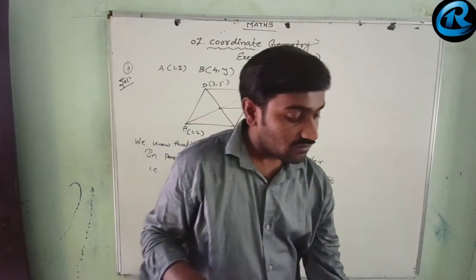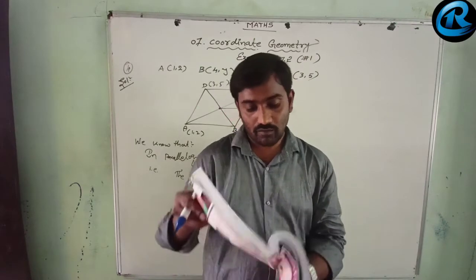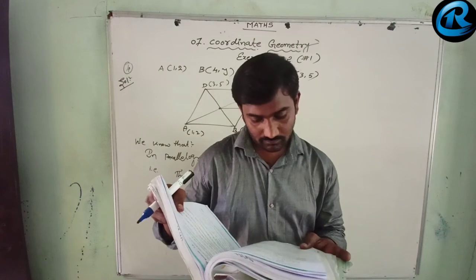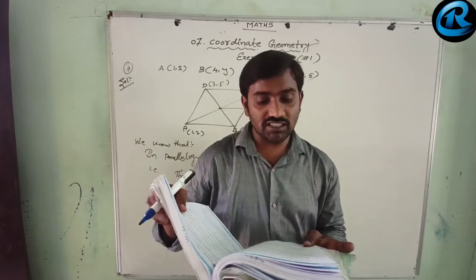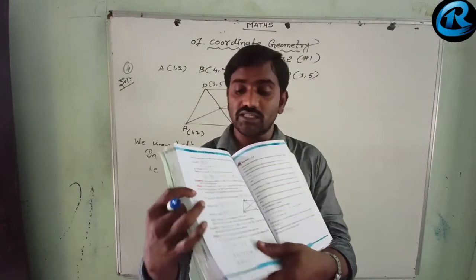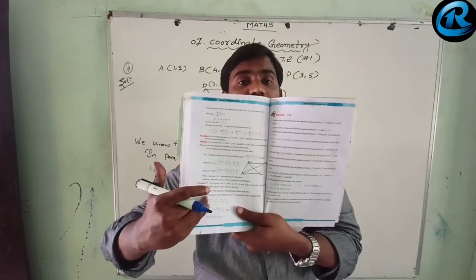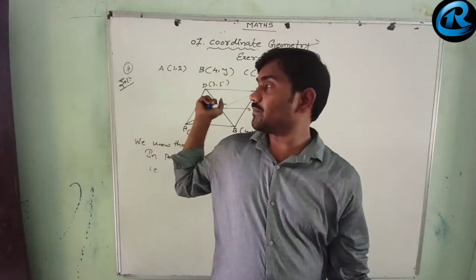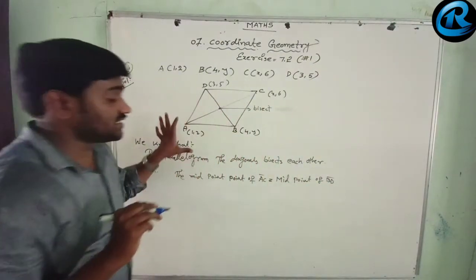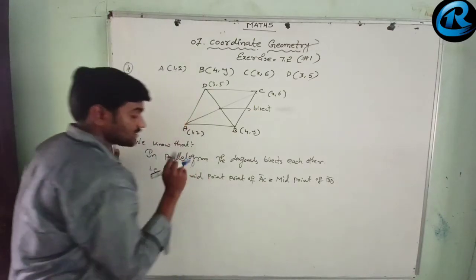So you can also refer to question number 60, example number 16 and example number 17 in the textbook. Just before this exercise, you have example number 16 and example number 17. You can refer to the same model questions. It may help you in the exam. Last time they gave this for 4 marks in the annual exam.